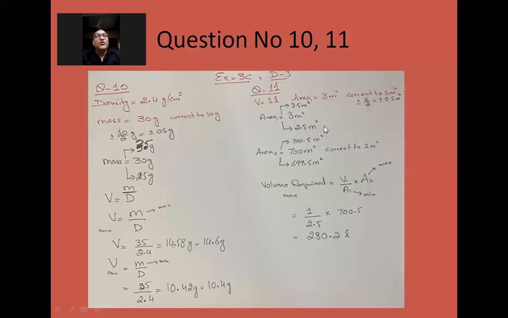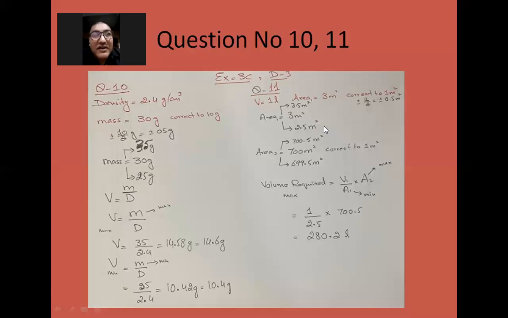The area 2, which is to be painted, that is 700 meters square. And that is also correct to 1 meter square. So divide 1 meter square by 2, you get 0.5 meters square. So 700 meters square plus 0.5, that will be the upper bound. So that will be 700.5 meters square. And for the lower bound, from the main measurement, you subtract 0.5 meters square, so you get 699.5 meters square. So the upper bound of the area 2 is 700.5. Its lower bound is 699.5 meters square.